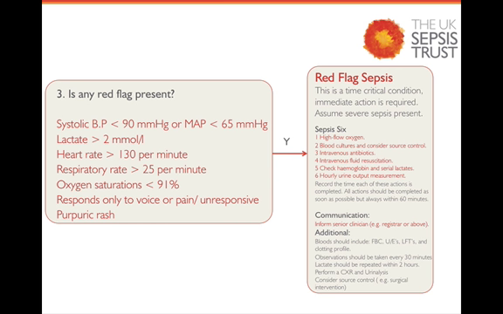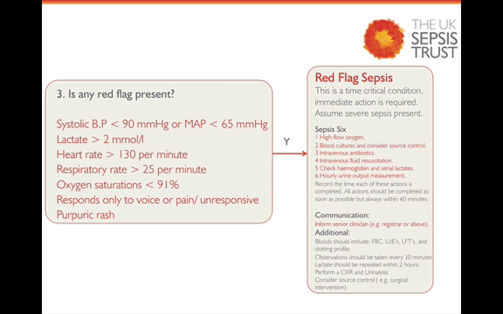The Sepsis 6 consists of 6 interventions which, when delivered together within 1 hour, we know saves lives. The 6 interventions, which should be delivered in a very maximum of 1 hour, but ideally as soon as possible, are, first, delivering high flow oxygen. Some caution might be given in patients with COPD or patients with known type 2 respiratory failure, but a majority of patients with severe sepsis or septic shock or red flag sepsis are going to benefit from high flow oxygen.